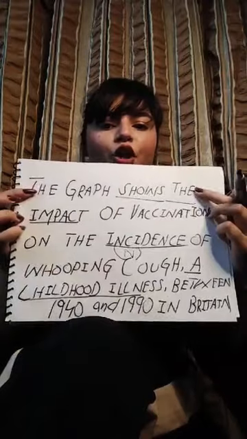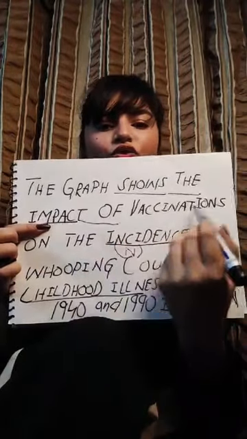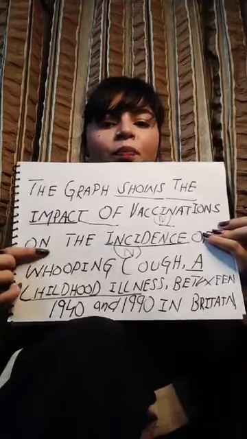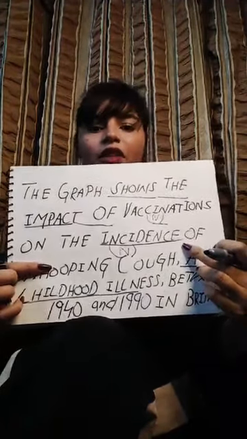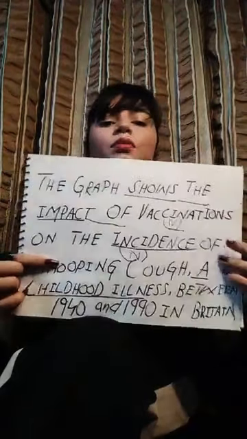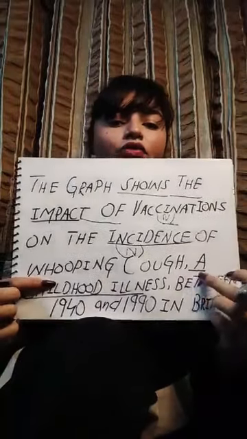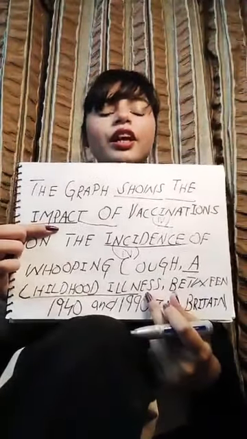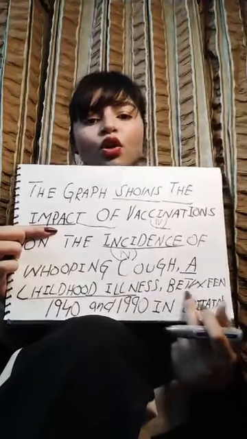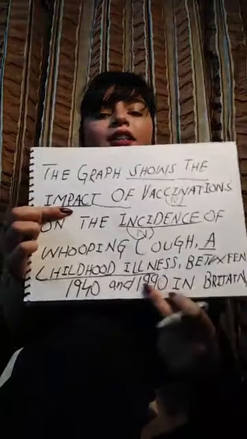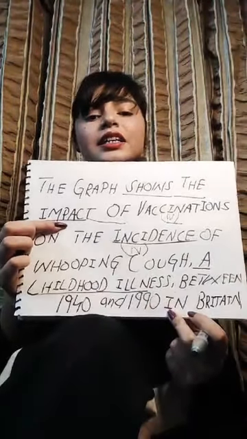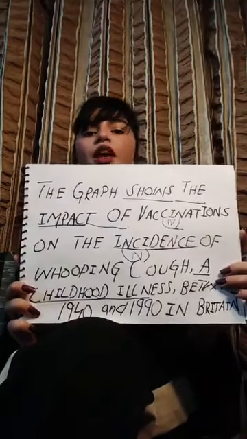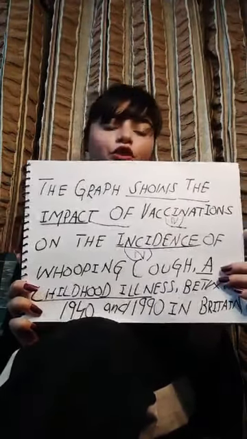So the graph shows the impact of vaccination. Don't try to change this one as well, because this is also the main noun. Vaccinations on the incidence of. Incidence is something that happens on. And for this one, you can go for a synonym. Whooping cough, a childhood illness. You can go for synonyms for the word illness as well, right? And between 1940 and 1990 in Britain.